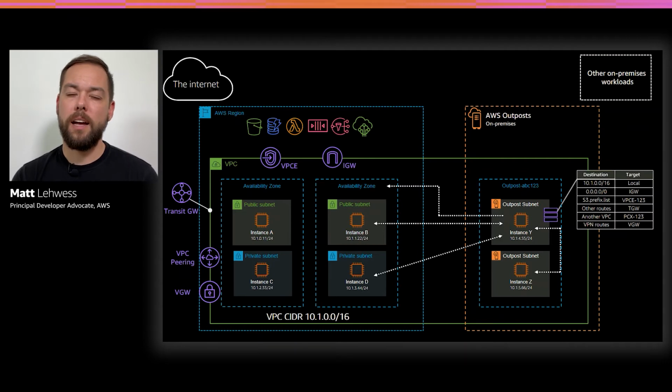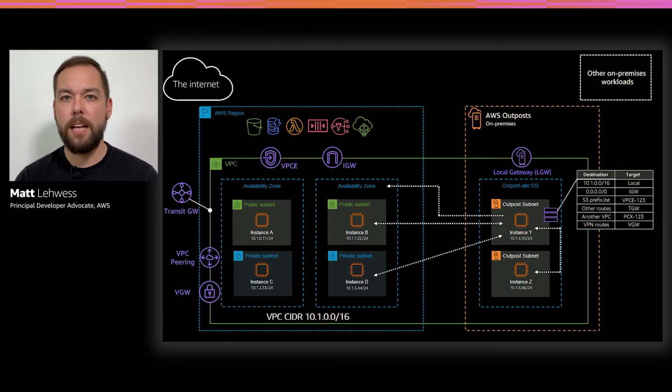Now, as I said before, one of the main reasons you want to use an Outpost is connecting locally, in low latency, to local workloads that might be operating on premises. And so we did build this new type of gateway called a local gateway. The local gateway sits inside the Outpost. Each Outpost gets one local gateway. It's a logical construct, just like an internet gateway in the region. There's a whole bunch of redundancy that goes into the local gateway itself.